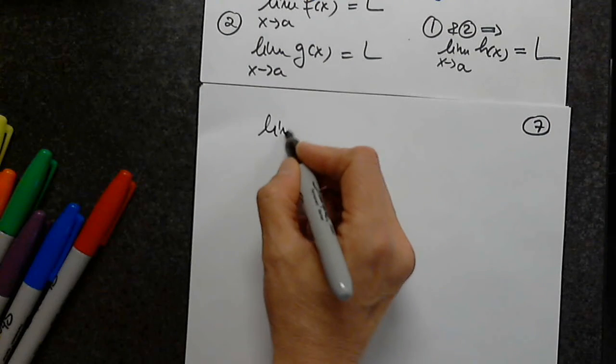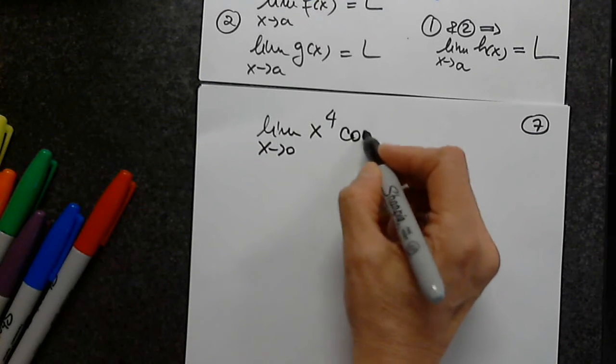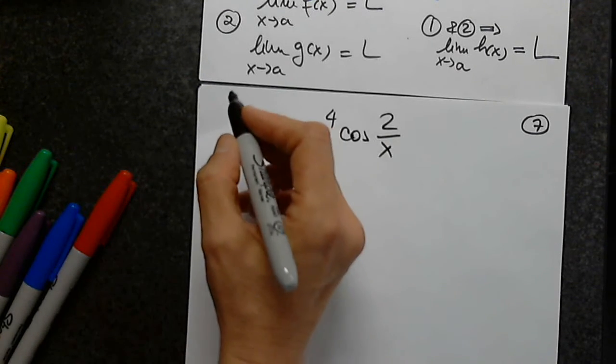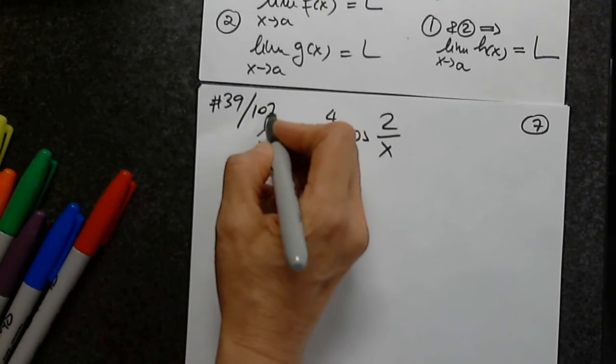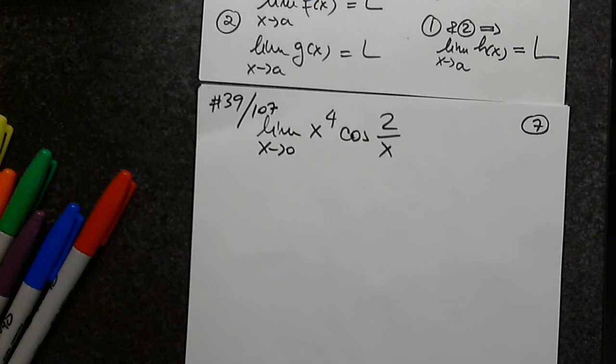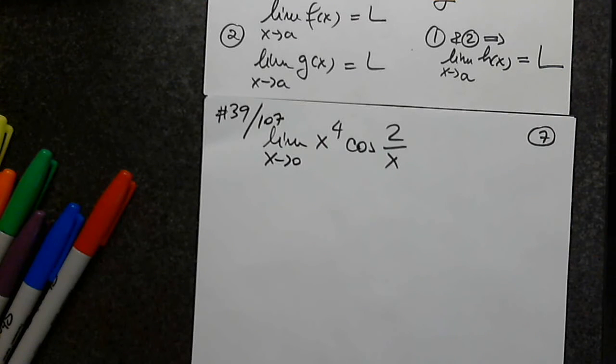So let's say the limit as x approaches 0 of x to the fourth times cosine of 2 over x, and this is problem 39 on page 107. We're basically asked to prove that this limit is blah blah blah, but I just don't want to look at what they said the limit equals. We'll come up with our limit, and then we'll look and see if they came up with the same thing.